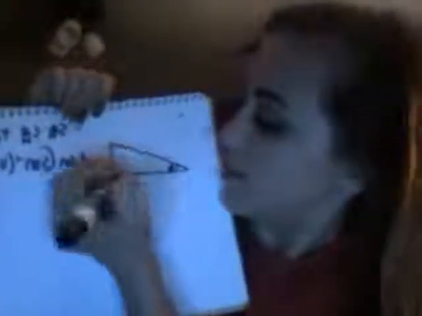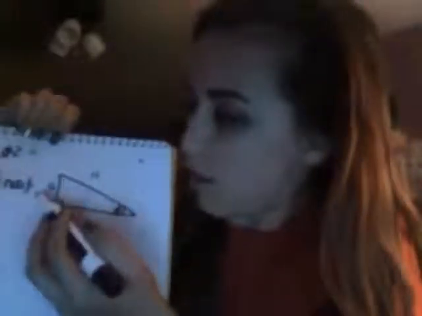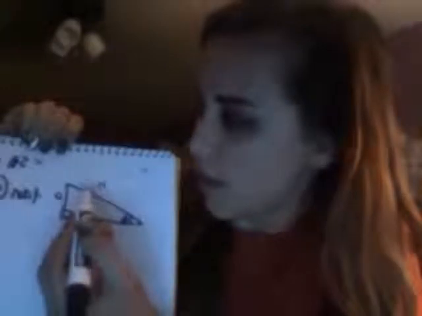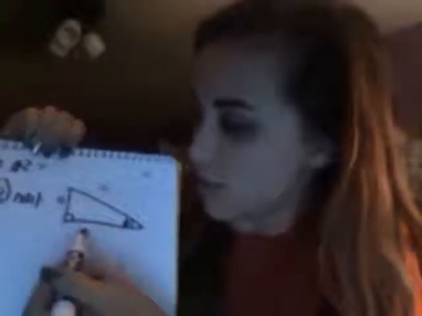That means sine is equal to the opposite of the triangle over the hypotenuse of the triangle, if this is theta. So this would be adjacent, hypotenuse, and opposite. Sine would be opposite over hypotenuse, cosine would be adjacent over hypotenuse, and tangent would be opposite over adjacent.